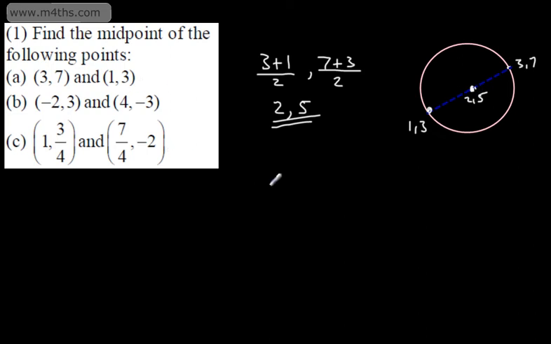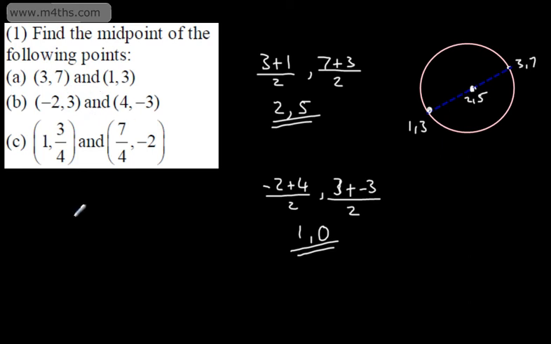So what we've got then is (-2 plus 4) divided by 2, and then we're going to have 3, let's put that in, 3 plus -3, or simply (3 minus 3) over 2. So this is going to give me (1, 0). So that now is the midpoint of these 2 points.